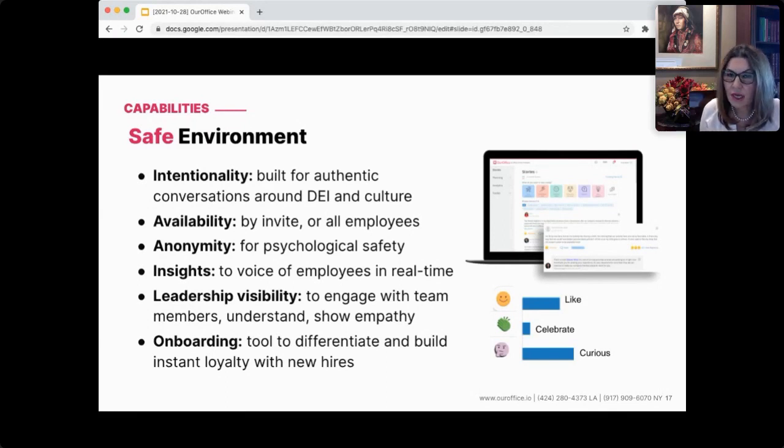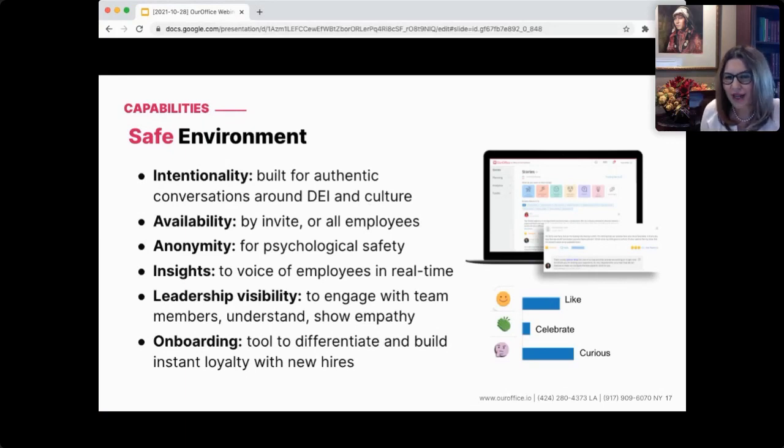It needs to be available as you wish. You can do it by invite or by letting all employees opt in. Anonymity for such a tool is extremely important. People need to be able to anonymously share or provide responses or feedback. This is super important for psychological safety, which we'll talk about on November 3rd, actually, on our next webinar.